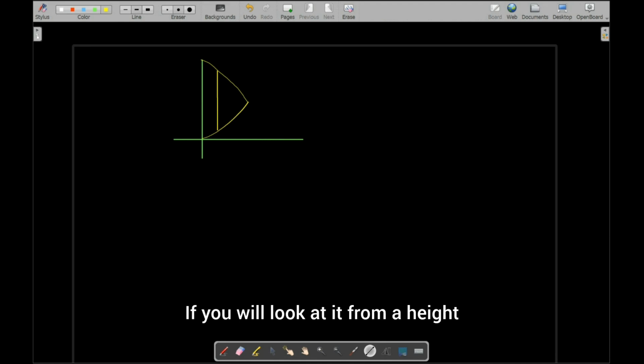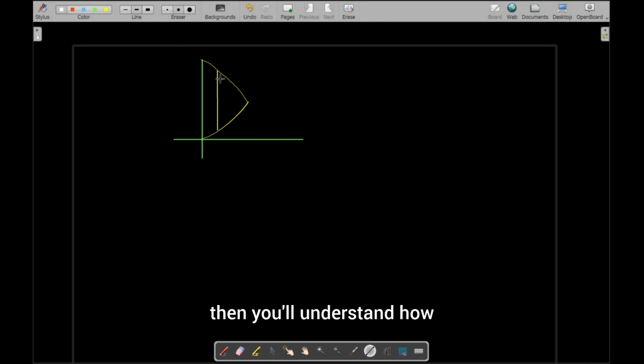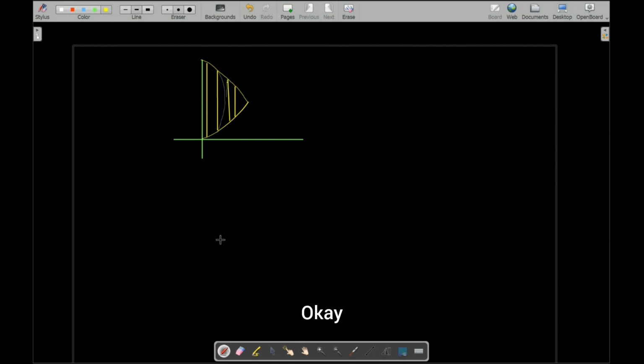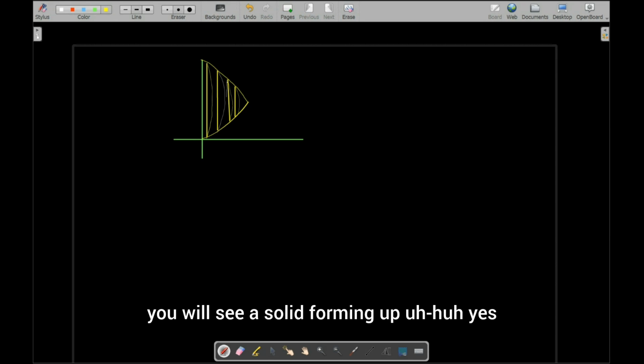If you look at it from a height, that means from 3 dimensions, then you'll understand how this is semicircular. So it will be like this. There will be many cross sections. This is just one cross section. I can have another cross section. This is another one. This is another one. And all of these are semicircular. They'll be like this. So if you look at them from the 3rd dimension, you will see a solid forming up.